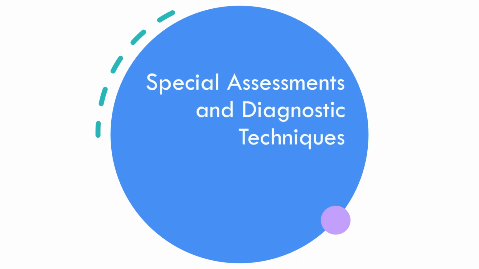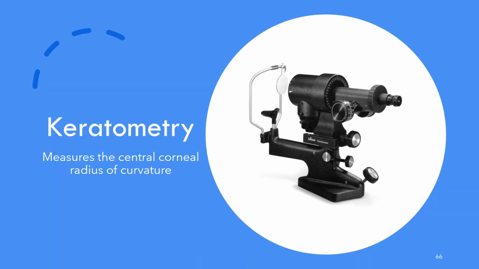Lastly, let's discuss some special assessments and diagnostic techniques. Keratometry. Keratometry measures the central corneal radius of curvature. This test is useful for measuring corneal astigmatism in fitting contact lenses and prior to refractive and cataract surgery.